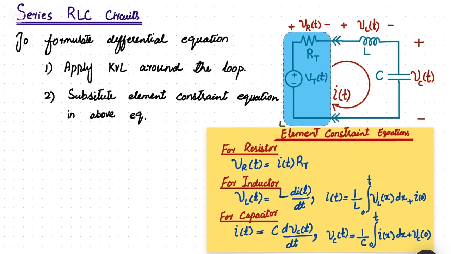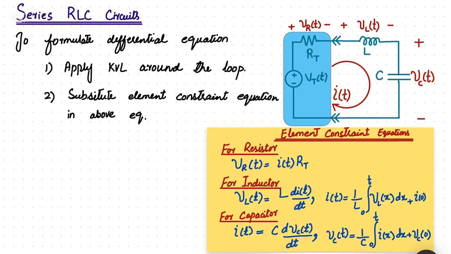Here we have a series RLC circuit because it contains a resistor represented by RT, Thevenin resistor, and an inductor L in series. All three components, resistor, inductor and capacitor, are connected in series, and here we have a Thevenin voltage source which is represented by Vt of t. So this is a second order circuit because we have two energy storing elements, and these two energy storing elements cannot be converted into one energy storing element. Therefore this is a second order circuit.